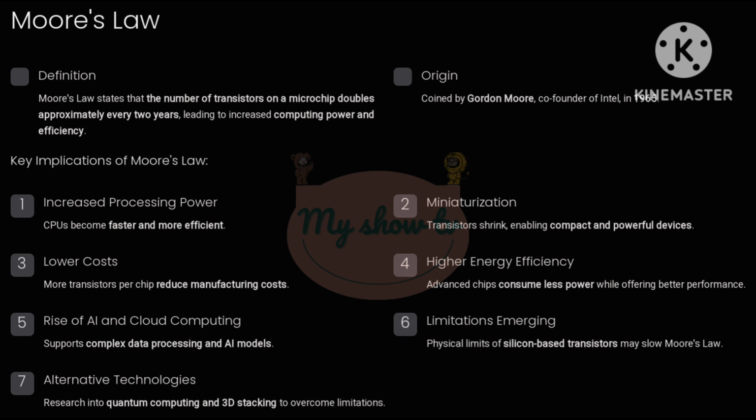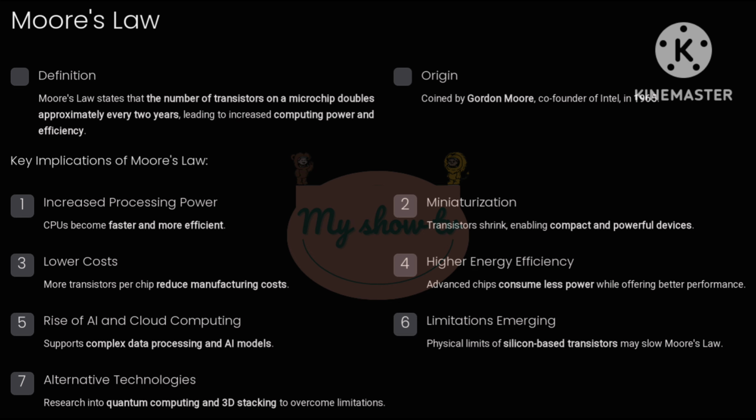3. Lower costs. Mass production of smaller transistors reduces chip manufacturing costs. This makes high-performance computing more affordable. 4. Higher energy efficiency. Newer chips consume less power per operation, extending battery life in portable devices. Example: Apple's M1 and M2 chips prioritize efficiency while maintaining high performance.